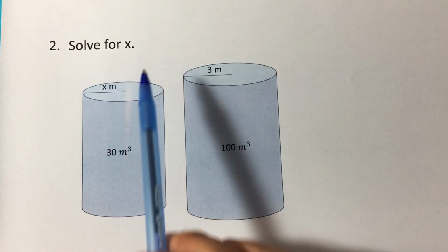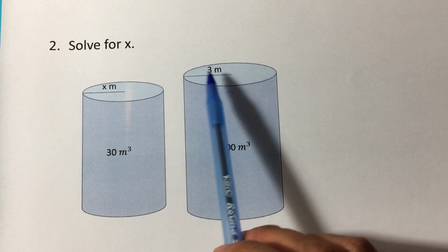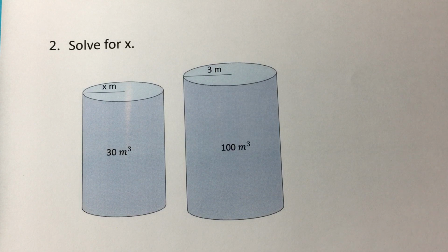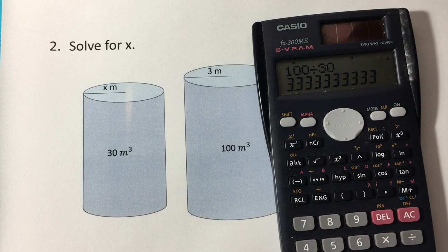Number 2 says solve for x. Now I do not have the lengths. What I'm given is the volumes. I still do the same thing. I'm going to divide the big amount by the small, or the big volume by the small volume. So 100 divided by 30. And you can leave it as a fraction or you can leave it as a decimal.